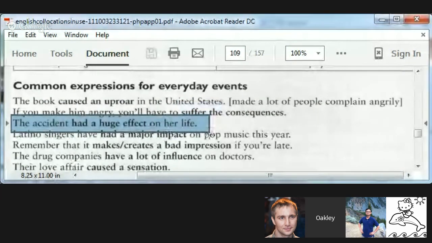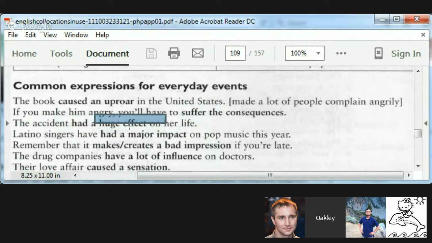Okay, Heidi. The accident had a huge effect on her life. All right, a huge effect. That's pretty self-explanatory. It's not always bad.